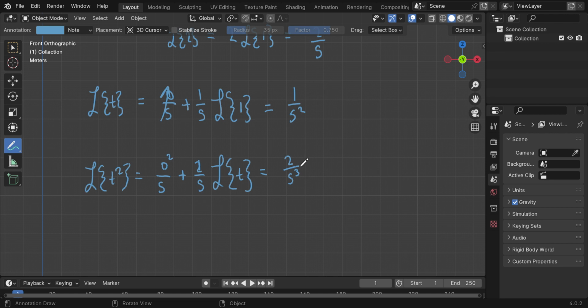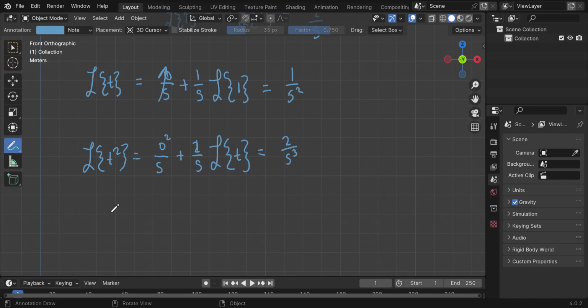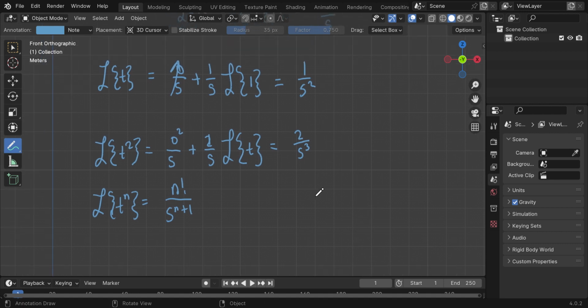And there's a pattern that you'll see start to emerge. It goes like this: the Laplace of t to the n is going to equal n factorial over s to the n plus 1. And if you keep practicing, if you keep increasing the exponent, you'll find this to be the case.